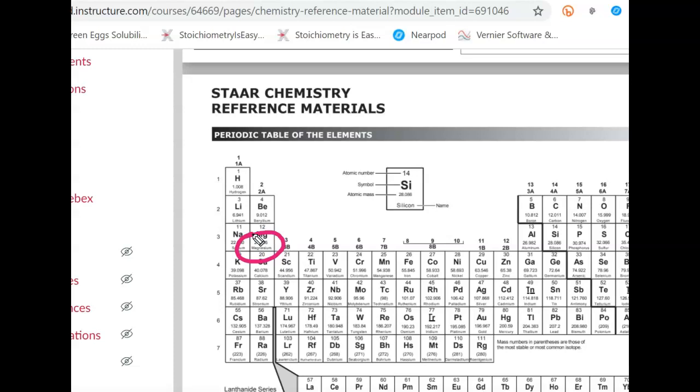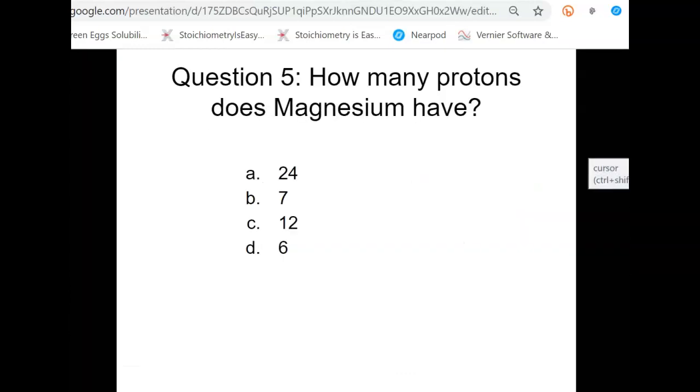If we said 24, we would have been talking about chromium. There were two other numbers on our list. If we had picked number 6, we would have been talking about carbon. And if we had picked number 7, we would have been talking about nitrogen. So literally, our number of protons has to do with the atomic number, and it changes the atom if we change our number of protons. Okay, let's go on back to our presentation.